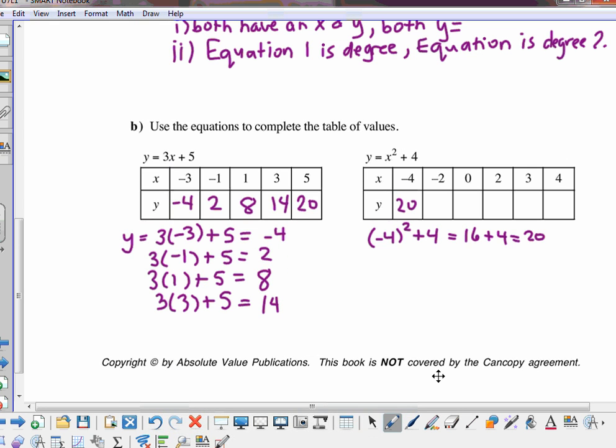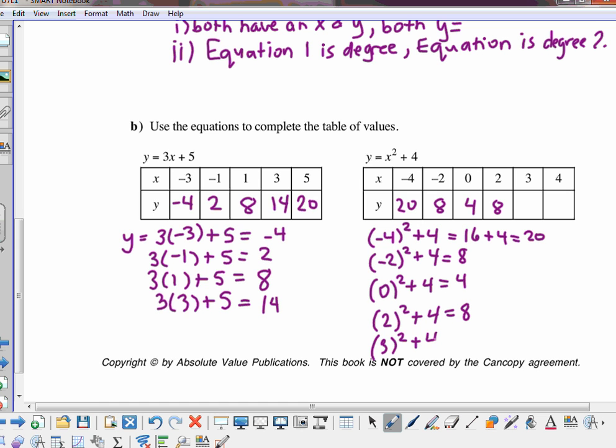Okay, so the next one, negative 2 squared. So notice whenever I put in an x, we put it in brackets. Sub in that x is negative 2, so it's in brackets. Negative 2 squared plus 4. What's negative 2 squared? Positive 4 plus 4, 8. Okay. 0 squared plus 4, 4. 2 squared plus 4, 8 again. 3 squared plus 4, 13. And 4 squared plus 4, 20 again. What do you notice? Do you notice a pattern with the squares?